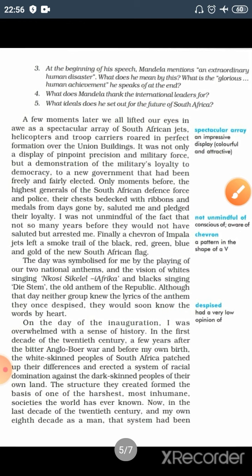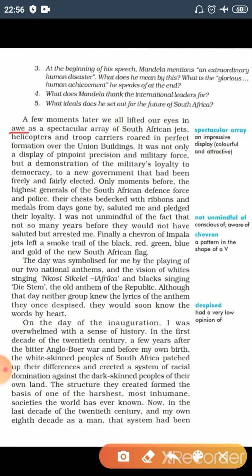A few moments later, we all lifted our eyes in awe of a spectacular array of South African jets, helicopters, and troop carriers rode in perfect formation over the Union Buildings. It was not only a display of pinpoint precision and military force, but a demonstration of the military's loyalty to democracy, to a new government that had been freely and fairly elected. Only moments before, the highest generals of the South African Defense Force and Police, their chests bedecked with ribbons and medals from days gone by, saluted me and pledged their loyalty. I was not unmindful of the fact that not so many years before they would not have saluted but arrested me. Finally, a chevron of Impala just left a smoke trail of the black, red, green, blue, and gold of the new South African flag.